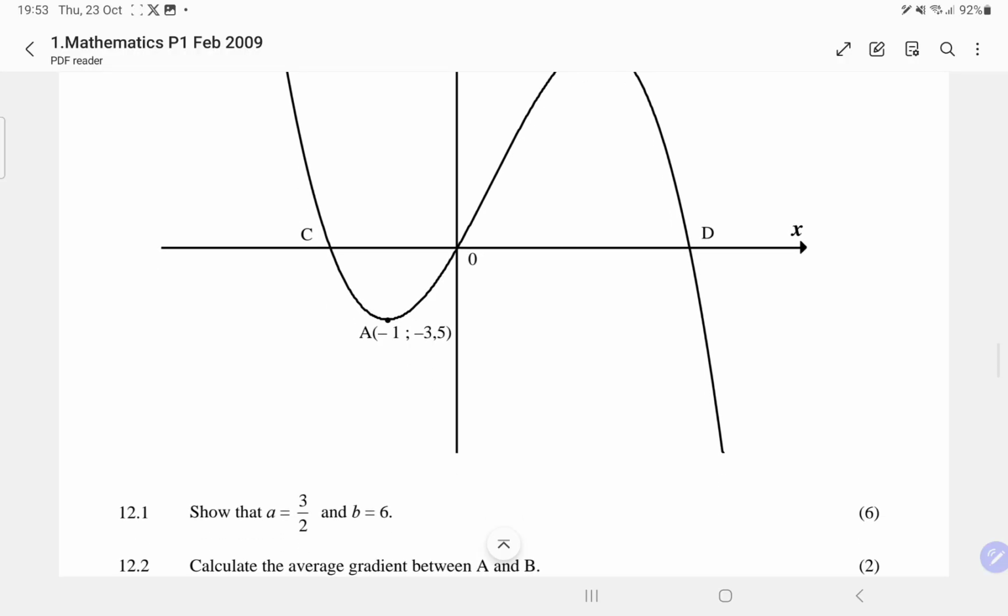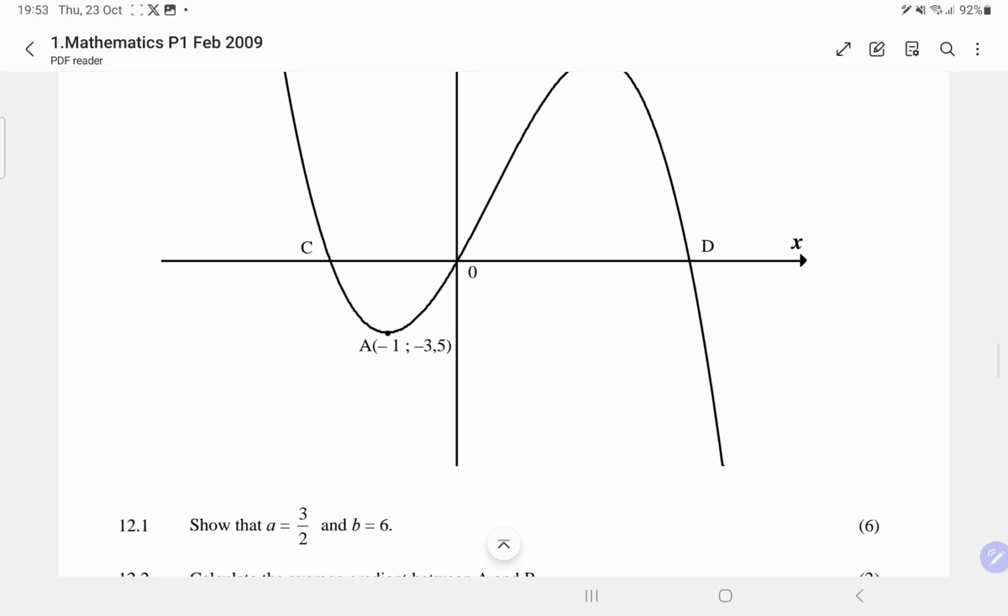Now, the first question here is 12.1. Show that a equals 3 over 2 and b equals 6. Let's begin. First of all, we are going to write the equation for question number 12. It says h of x is equal to negative x cubed plus ax squared plus bx.